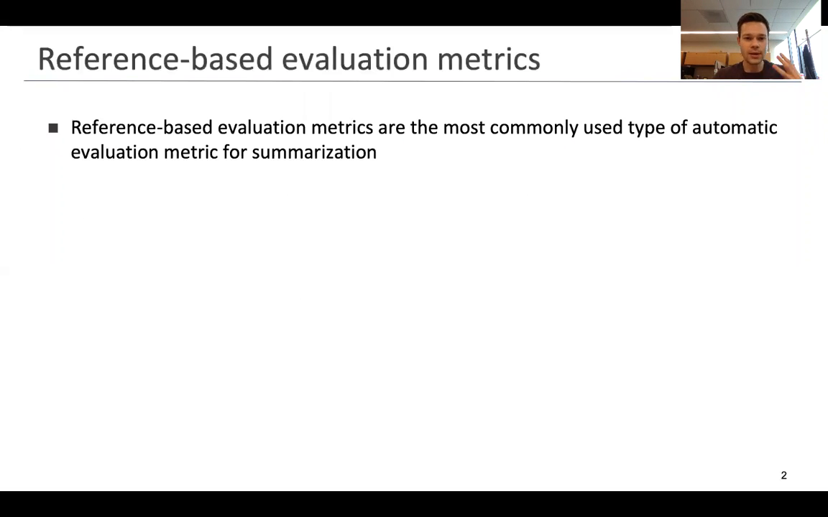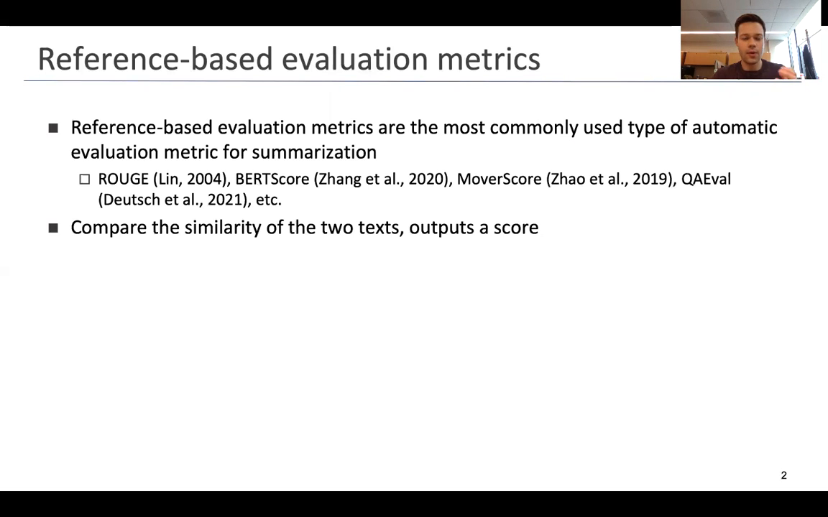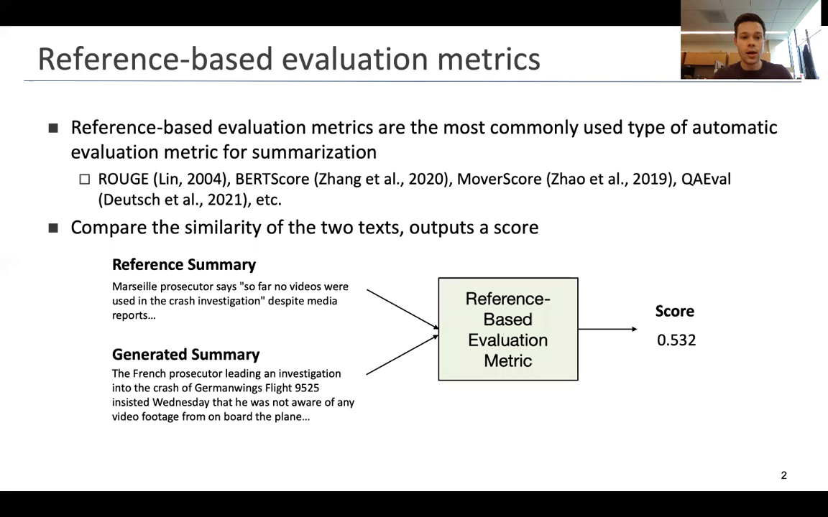Reference-based evaluation metrics are the most common type of metric that is used to evaluate summarization systems. And this category includes Rouge, BERTScore, and many other metrics which you may have heard of. At an abstract level, what these metrics do is compare the similarity of two texts and output a score. So for example, you take the reference summary and the summary that was generated by a model and pass them to the reference-based evaluation metric, and a similarity score is returned.